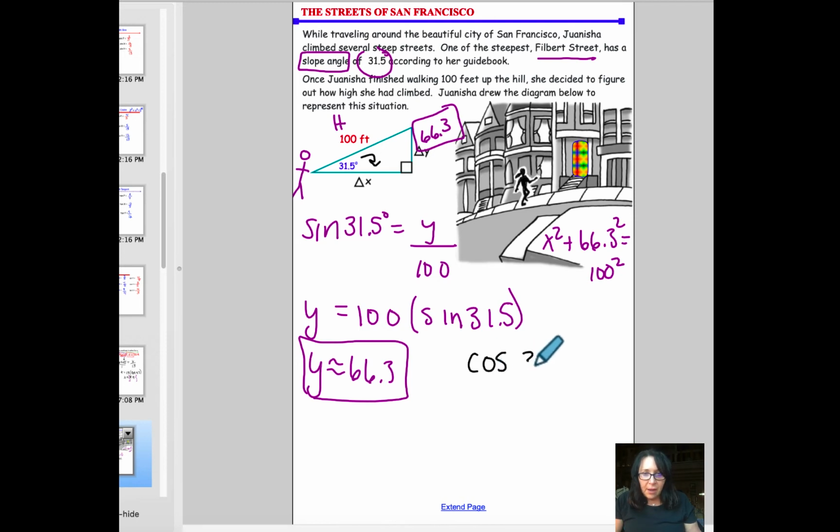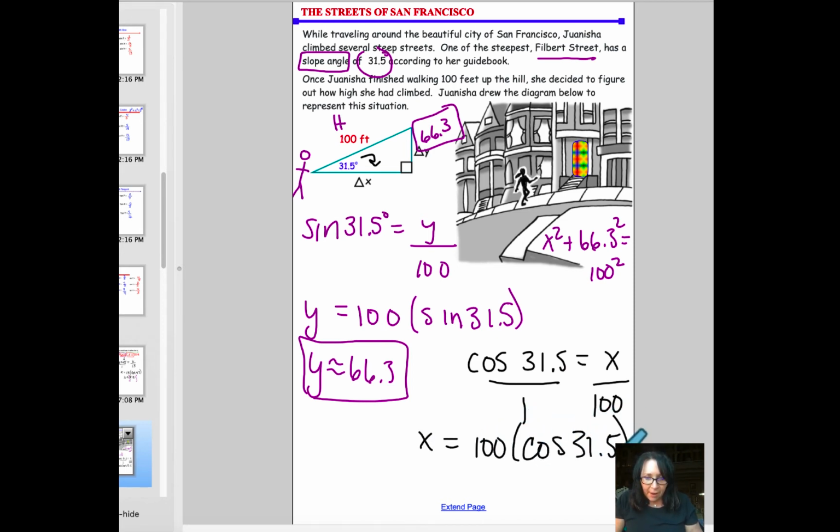So cosine of 31.5 is equal to the adjacent side over the hypotenuse. And I'm going to cross multiply, and I'm going to get x is equal to 100 times cosine of 31.5. And let's see what I get. Use your calculator. Cosine of 31.5 is equal to about, I think I get 0.85. And then, of course, multiplying that by 100, you get 85.3. So x is approximately 85.3, and y is about 66.3 also.